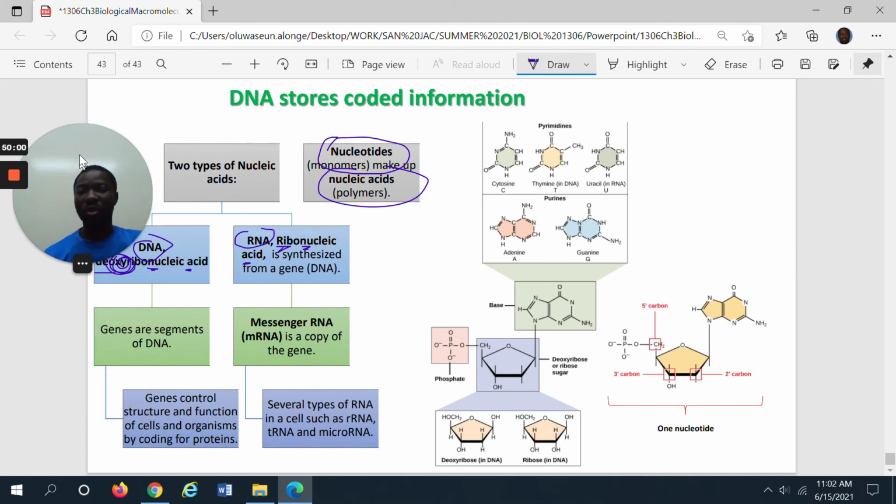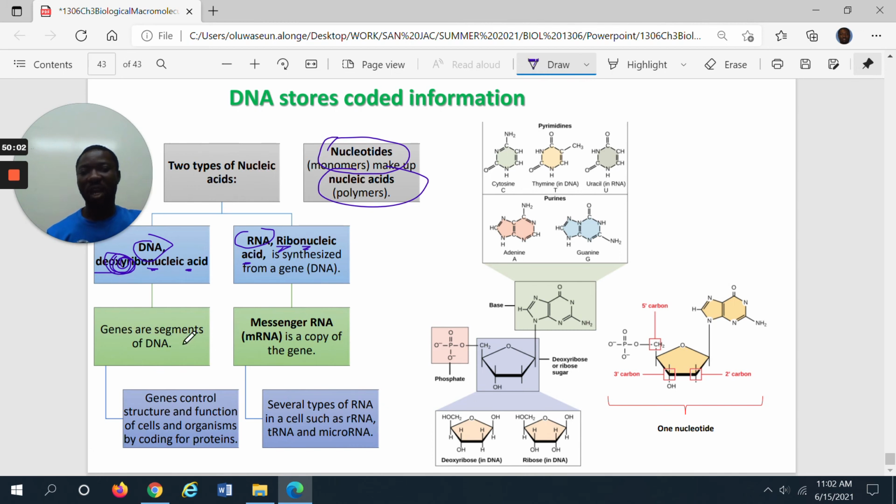Now, the genes are in segments of DNA, mRNA. I'll still teach genetics as part of this chapter, so I'm not going to go more into this. Now, this is double-stranded, basically you should know, and this is single-stranded.